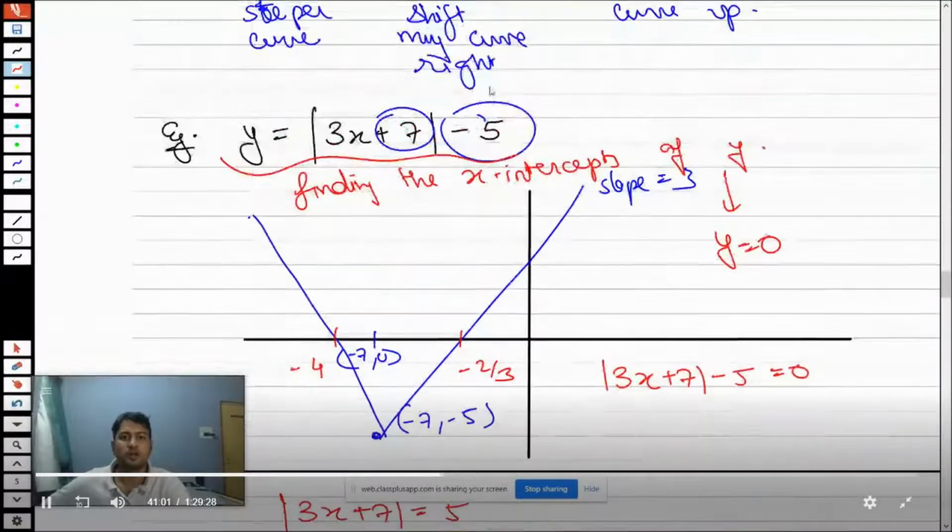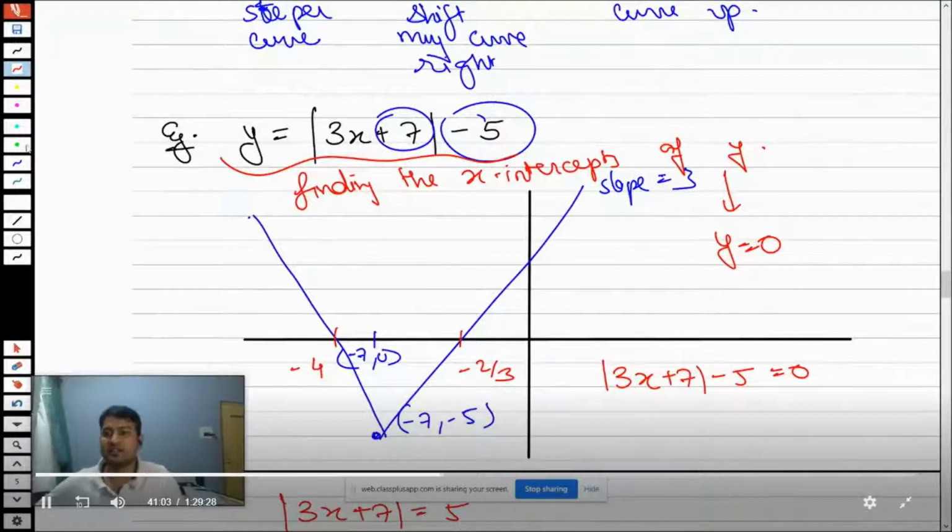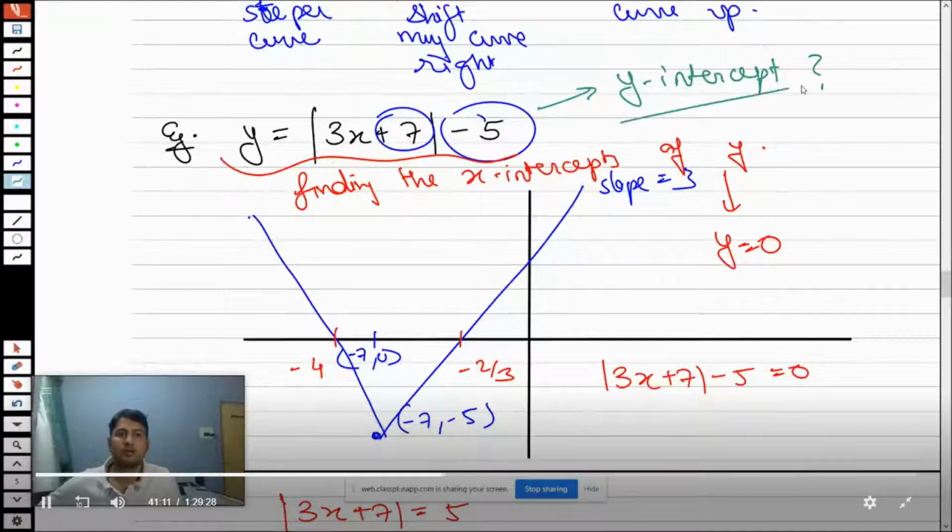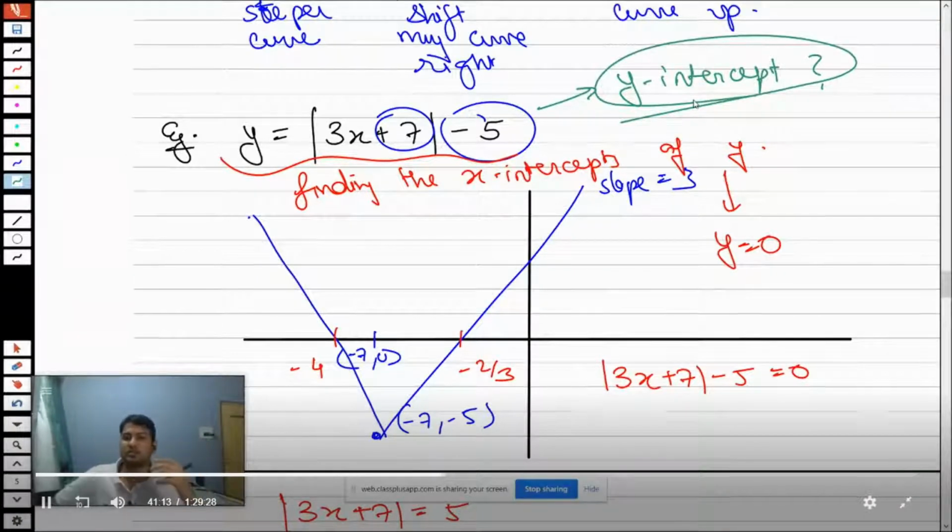What about the y-intercept? What will be the y-intercept? The y-intercept is when x equals 0. So what will be the y-intercept? 2. Great. So I just put x equals 0. So this becomes mod of 7 minus 5. So this becomes 0 comma 2.